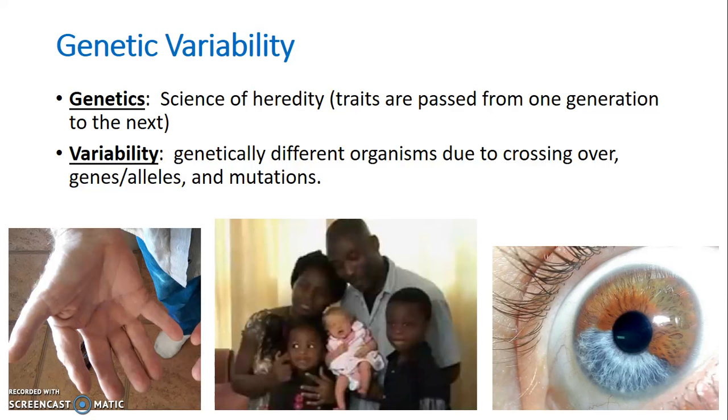The last example here is somebody with a genetic disorder called heterochromia. Hetero meaning different, so they have 2 different eye colors in the same eye. We'll talk about how mutations can lead to some genetic disorders such as this one.